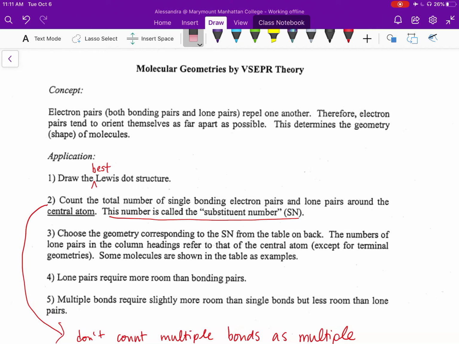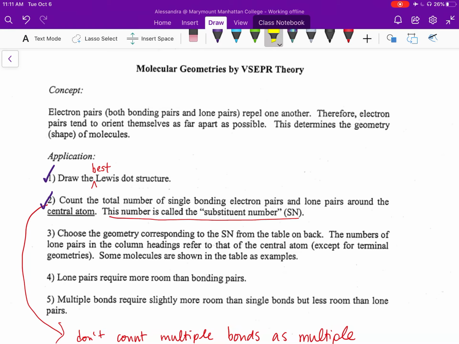Okay, so we had been talking about deducing molecular geometries by VSEPR theory, valence shell electron pair repulsion theory. And we had gone through the first 2 points of this handout on determining the geometry. The first step is to draw the best Lewis structure that you can for the molecule. And the second step is to figure out the substituent number on the central atom, which you do by counting up the total number of bonds and lone pairs around the central atom.